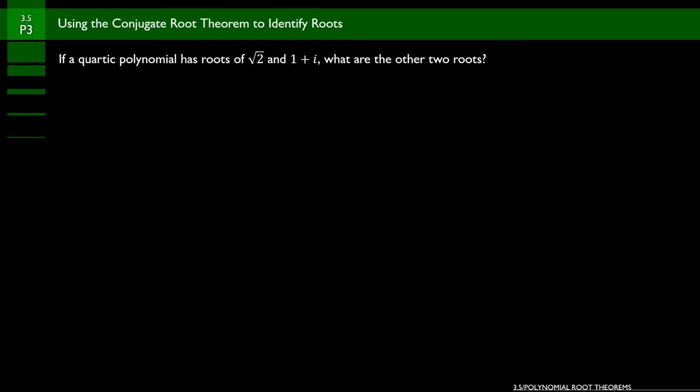So if we know that the square root of 2 and 1 plus i are known roots of a polynomial, then we also know 2 other roots of that polynomial. If you've got square root of 2, then another root has to be negative square root of 2. If you have 1 plus i, then the conjugate of that is 1 minus i, which has to be a root of that polynomial. So just by knowing square root of 2 and 1 plus i are roots, we get 2 more roots, so we know 4 possible roots for that polynomial.